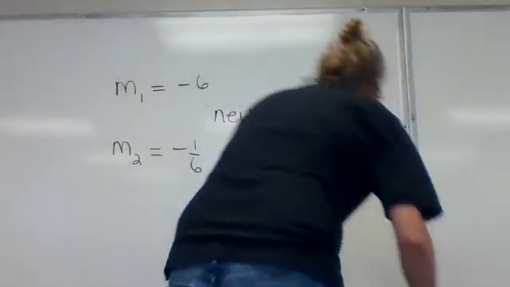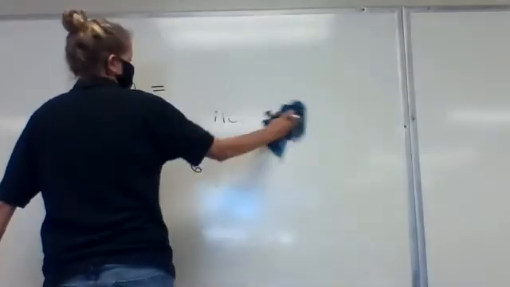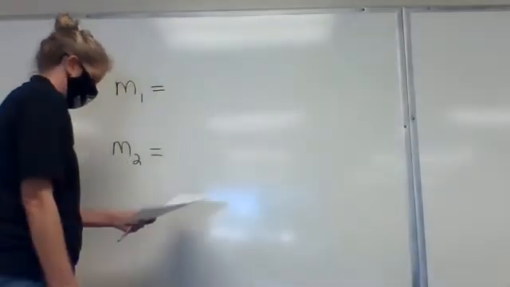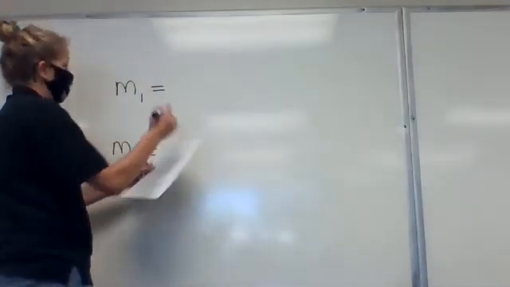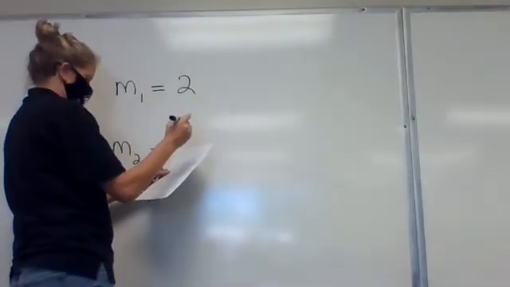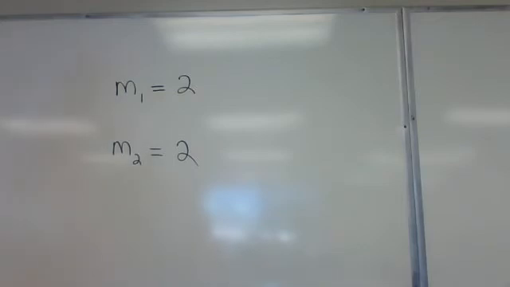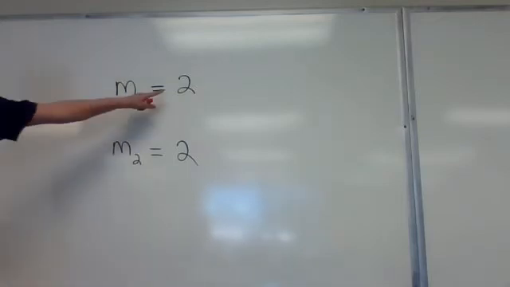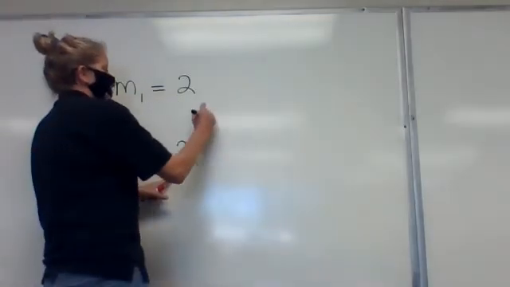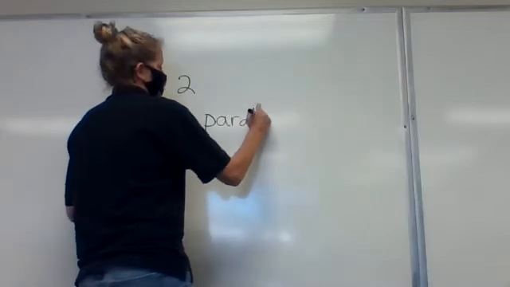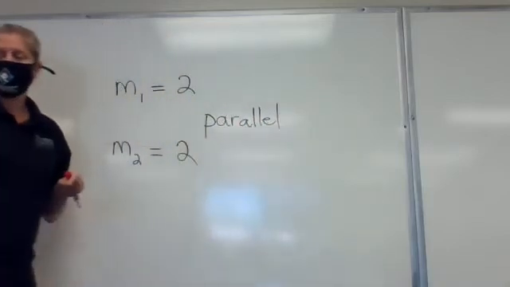All right, number 2, same thing. There's a bunch of these that are just going to give you different numbers. Number 2, the slope of line 1 is 2. The slope of line 2 is 2. Do they have the same slope? Are these the same exact number? Yes, which means they are parallel. And then this one is perpendicular.